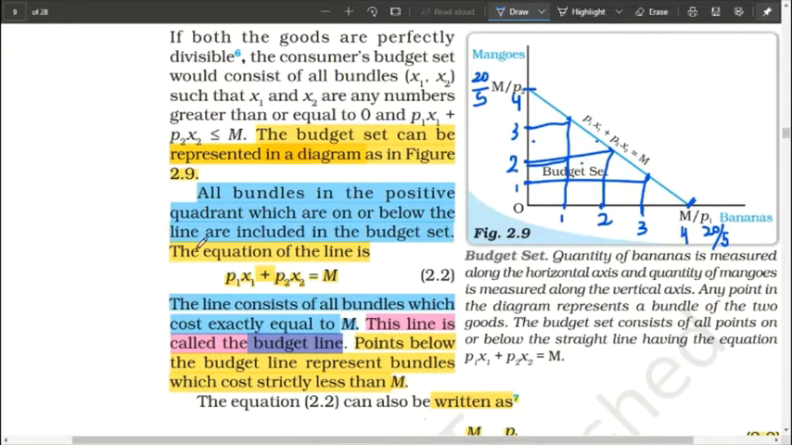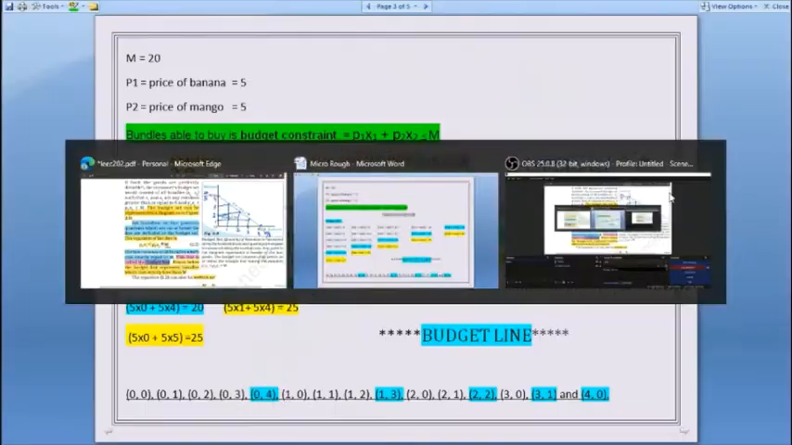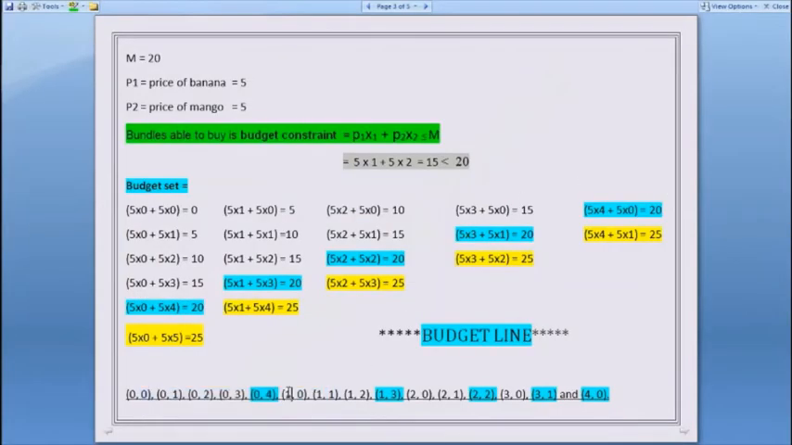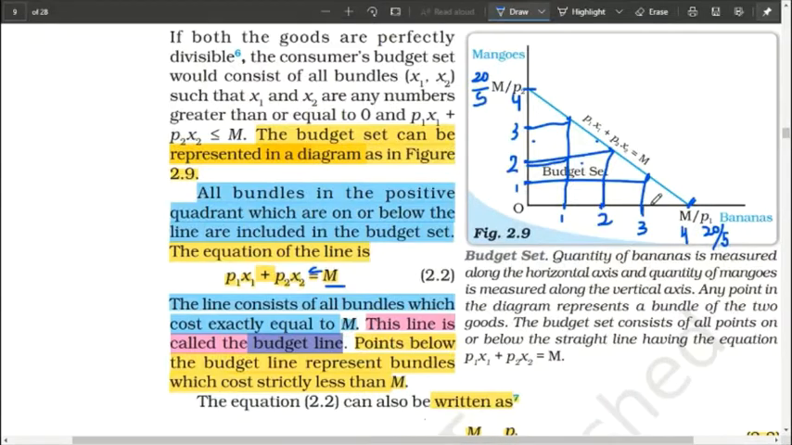You understand? But the line here that you get is the equation P1X1, what you spend on X1, on bananas, plus P2X2, what you spend on mangoes, is equal to M, no more, no less than M. This line is exactly equal to M. So these are the different combinations: 0, 4, spend all 20, 3, 1, 1, 3, 2, 2, 3, 1, 4, 0. These are the 1, 2, 3, 4, 5. That if you choose this combination, this or this or this, then you don't have any more money.